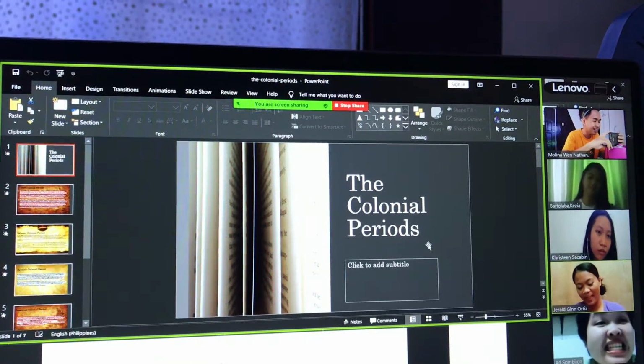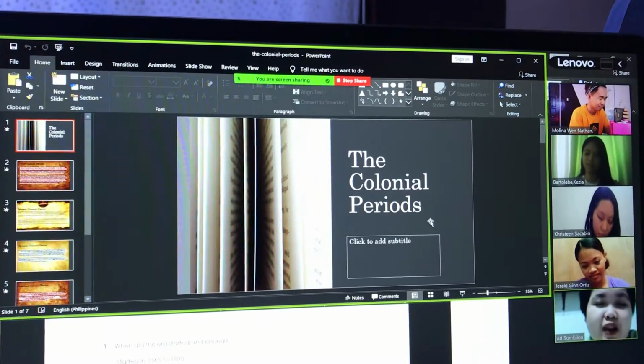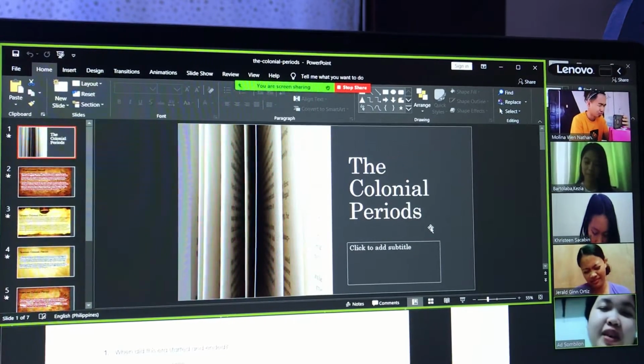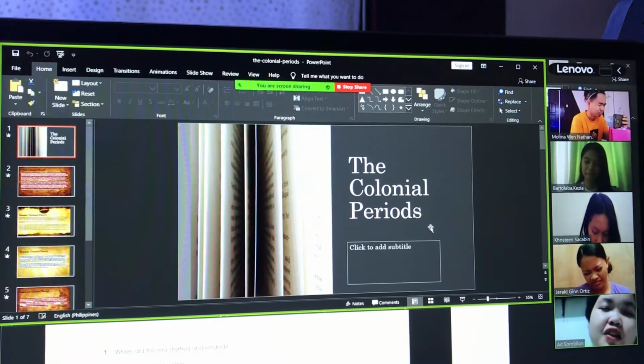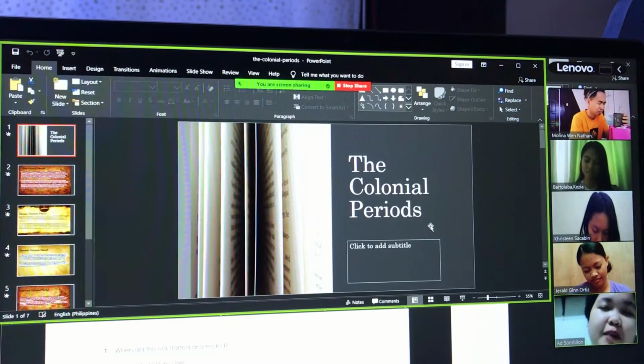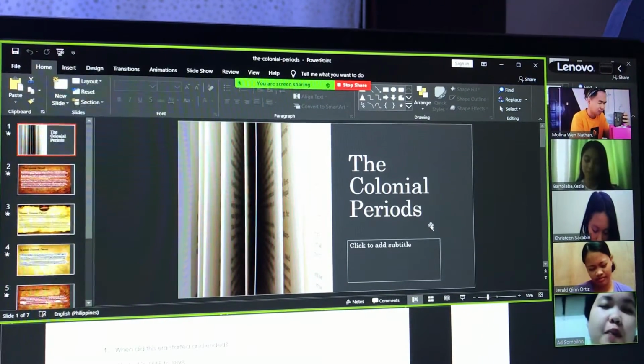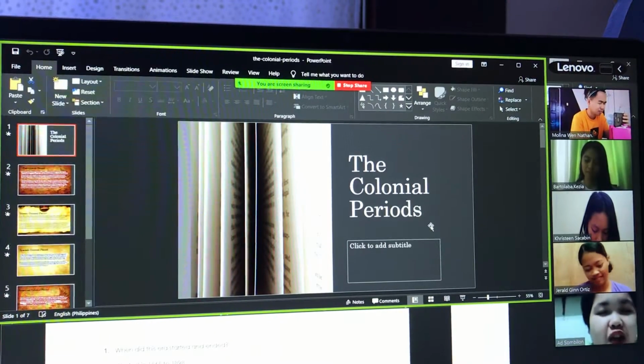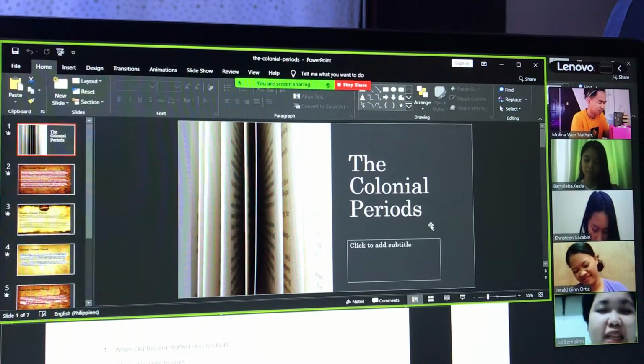1, 2, 3, go. Let's pray. Our Heavenly Father, as we start the discussion, may you be with us and guide us. Give us knowledge, wisdom, and understanding from above, help us to fully understand and comprehend whatever our group mates will be saying. Amen.